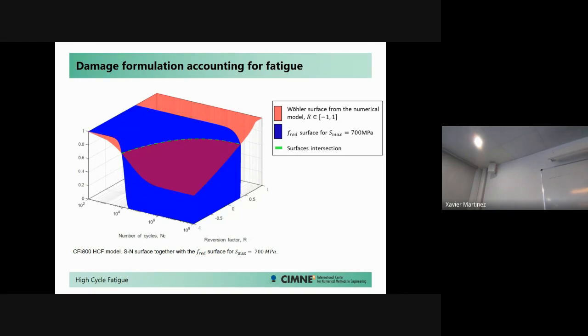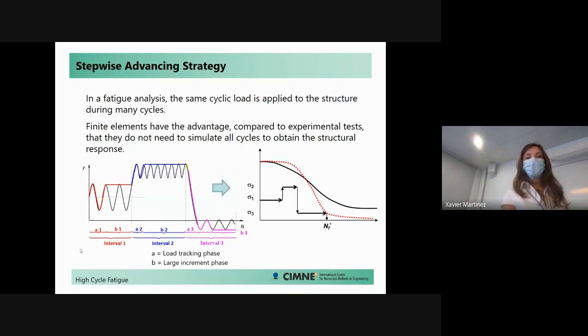So how does this look if you want to quantify in a 3D way the intersection between the reversion function and the Wöhler curve? Basically, for a specific case of a maximum stress of 700 megapascals, you would have this failure line, I would say, for all the range of stress ratios inside your material, but always with that level of maximum stress, okay? Just so you can have a visual.